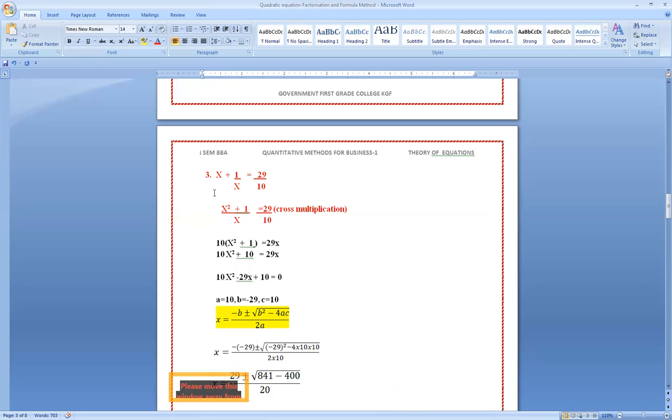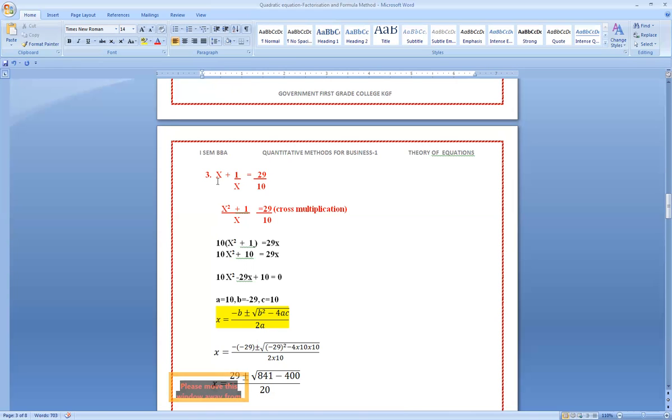Because this equation is not in the form of ax square plus bx plus c, we should bring back the values. The equation has to be converted into the quadratic form. Then only we can substitute the values in the ax square plus bx plus c. Let us take the LCM here.